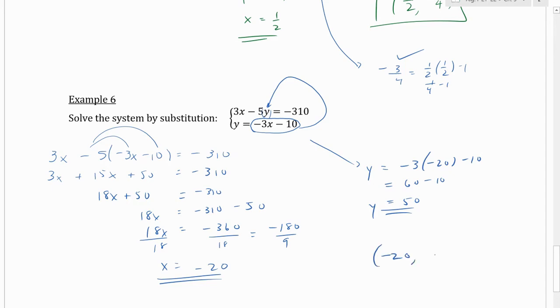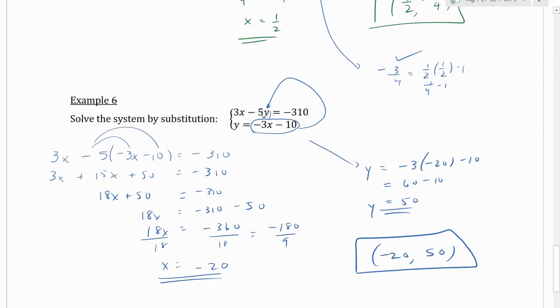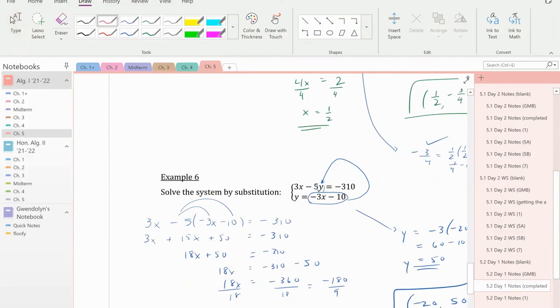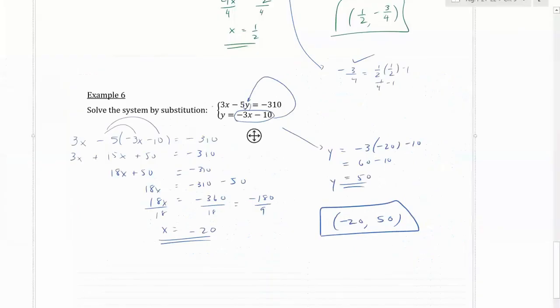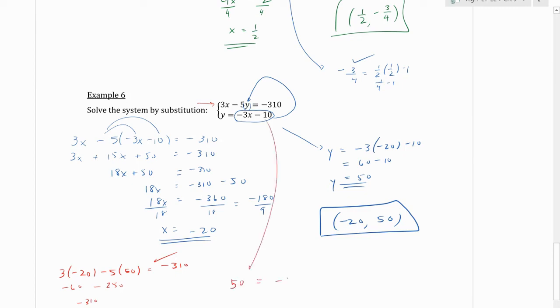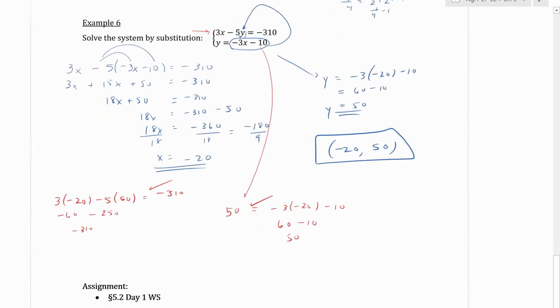So there's my ordered pair. That's the solution of the system. Again, let's check it. Checking the first equation right there, 3 times my x minus 5 times my y, is that negative 310? It is. Is my y, this is checking the second one, equal to negative 3 times my x minus 10? It is. I know it's right.